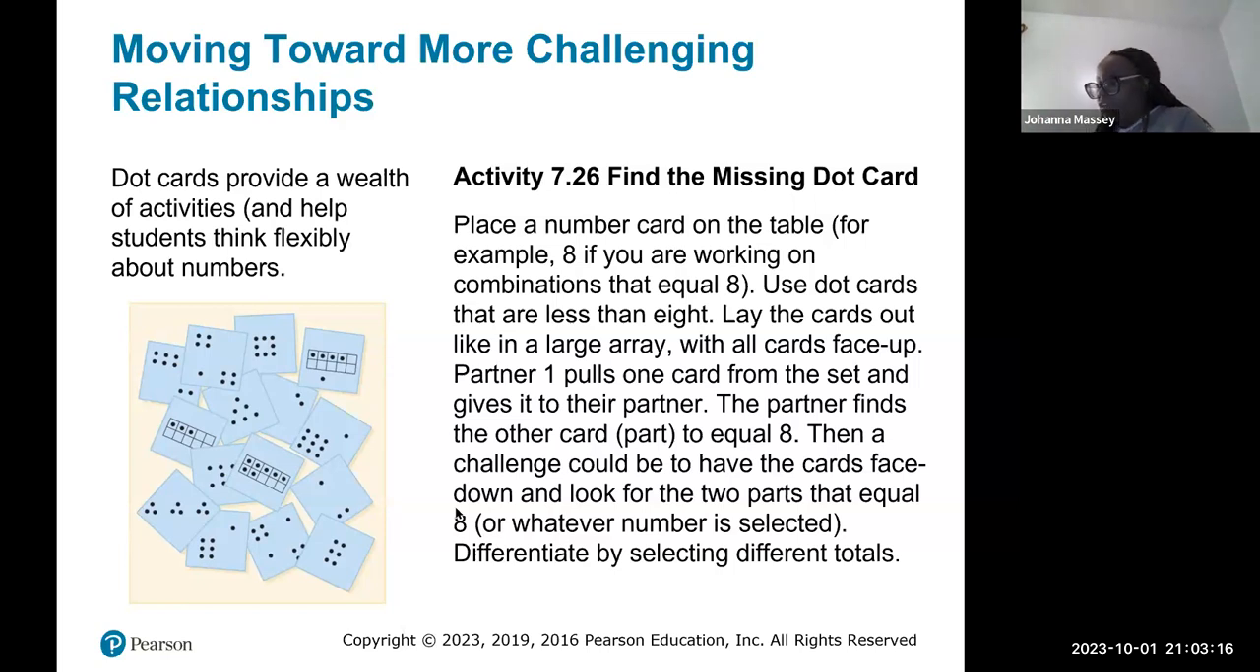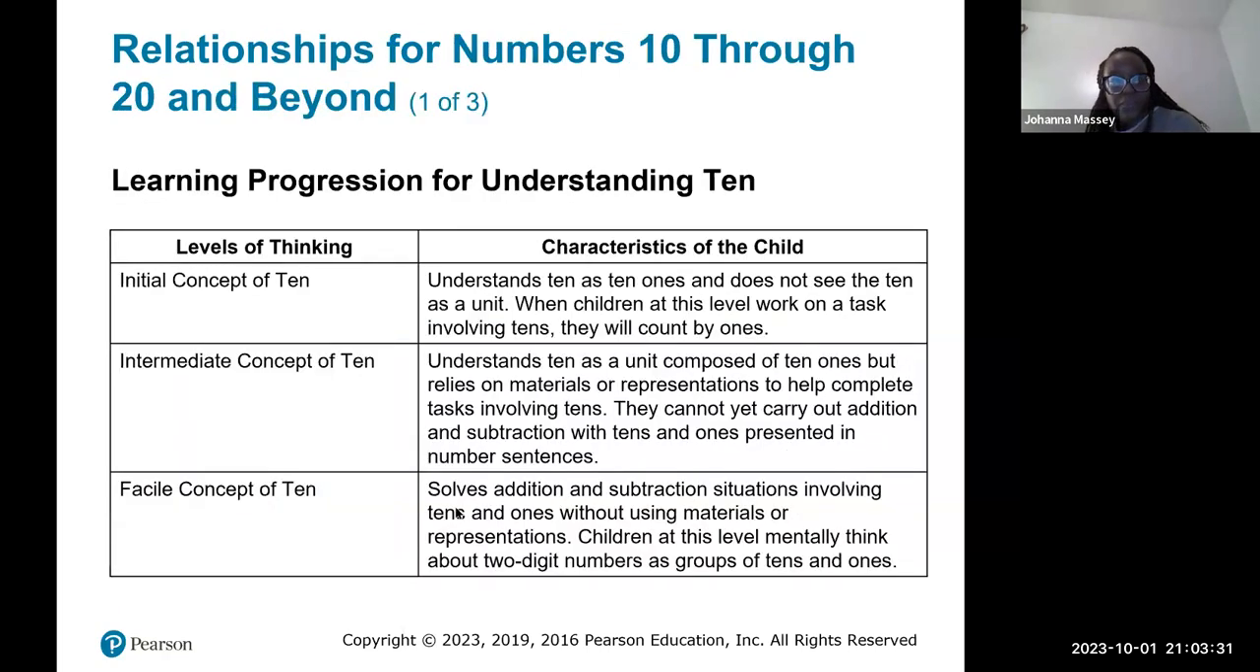Label them, put them in your centers, and so you can build that mathematical relationship, and then have them accountable by maybe having them write about who won the game and how they won the game. Let's go to the next one.